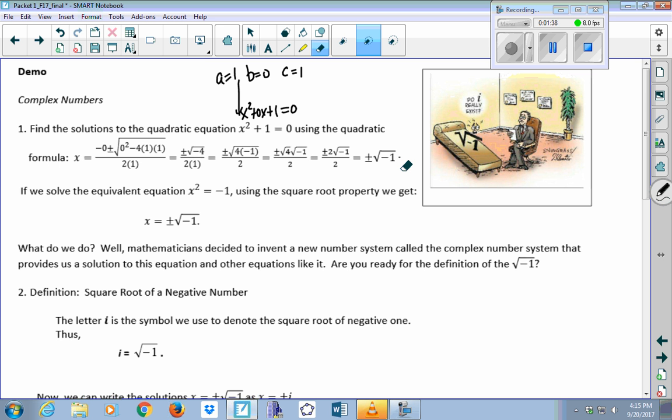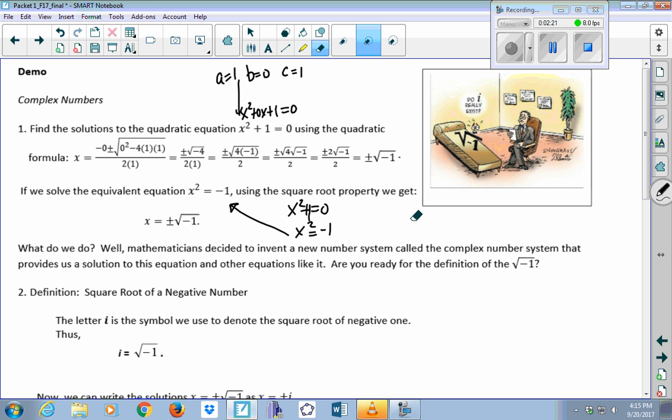So if I take this equation, x squared plus 1 equals 0, and I subtract 1 from both sides, then I get this equivalent equation. And this equation can be simplified using the square root property we discussed in our last lesson to x equals plus or minus the square root of -1. So regardless of which way we look at this solution, we don't know what to do at this point. So mathematicians decided to invent a new number system called the complex number system that will provide us a solution to this equation and other equations like it.